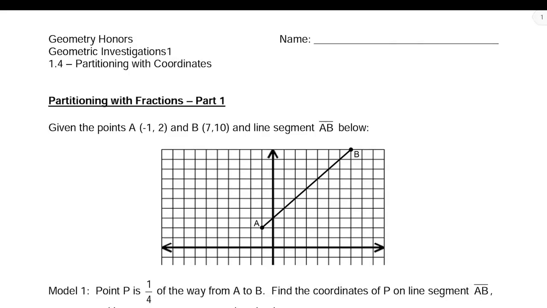Section 1.4 has two topics in it. The first one is partitioning. We'll start looking at partitioning with this graph.